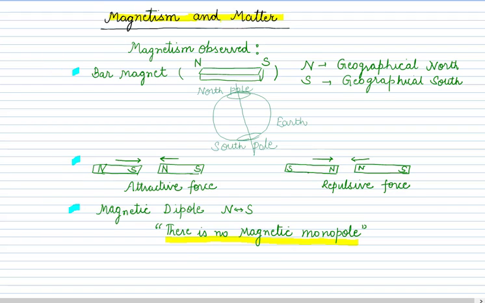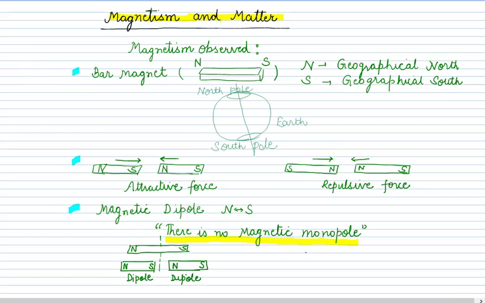That means if you break this magnetic dipole into two parts, I'll break it from here, then again I'll have two parts of the magnet. This is the first half and this is the second half. But it is not like that it is only the north and this is only the south. Now this end will act as south and this end will act as north. So again there is a dipole. So we cannot isolate the north and south pole of a magnet. That is the reason there is no magnetic monopole. There is always a magnetic dipole.